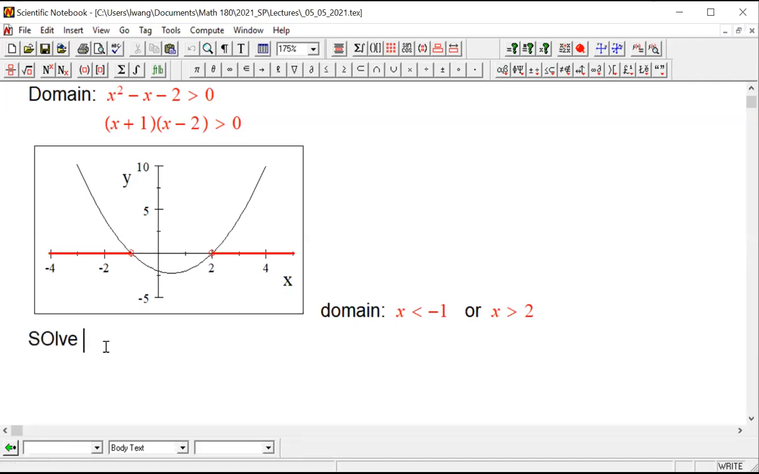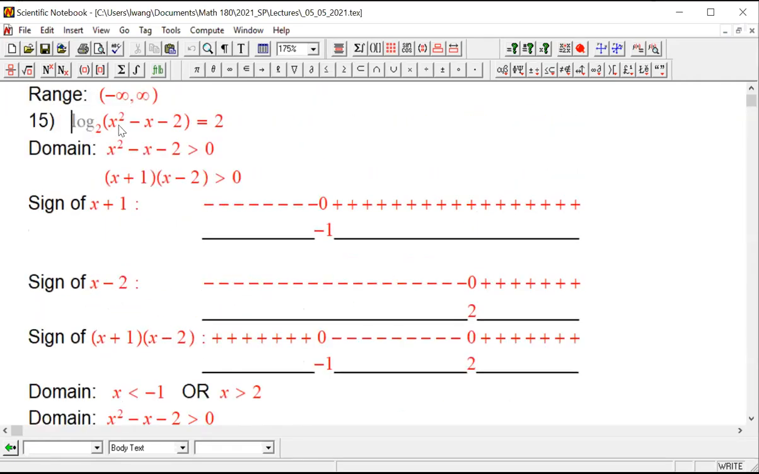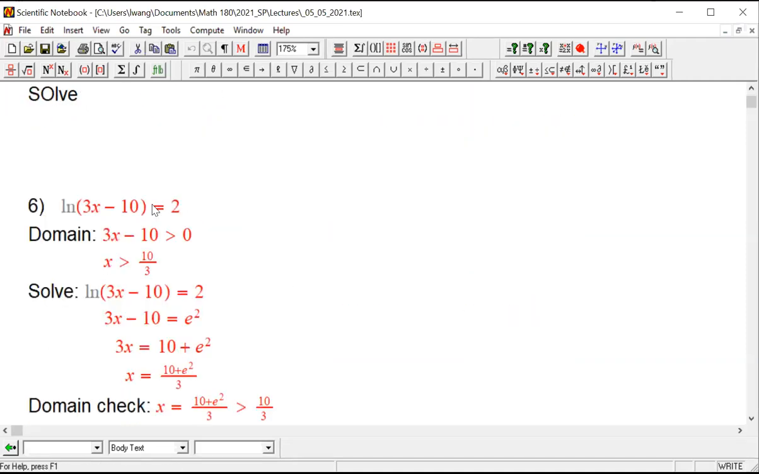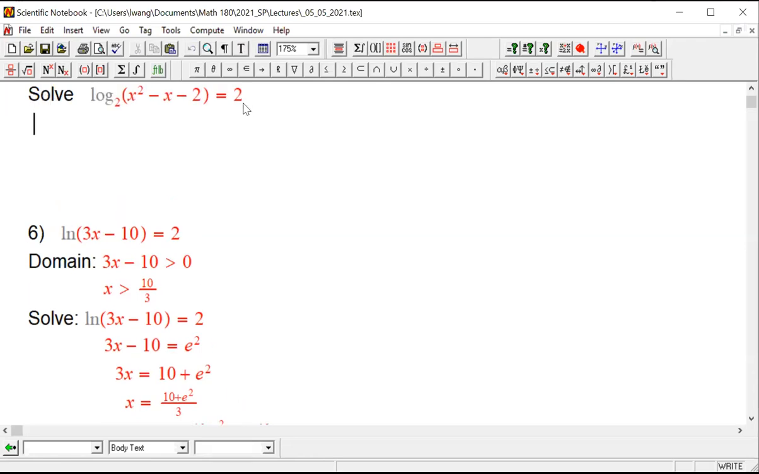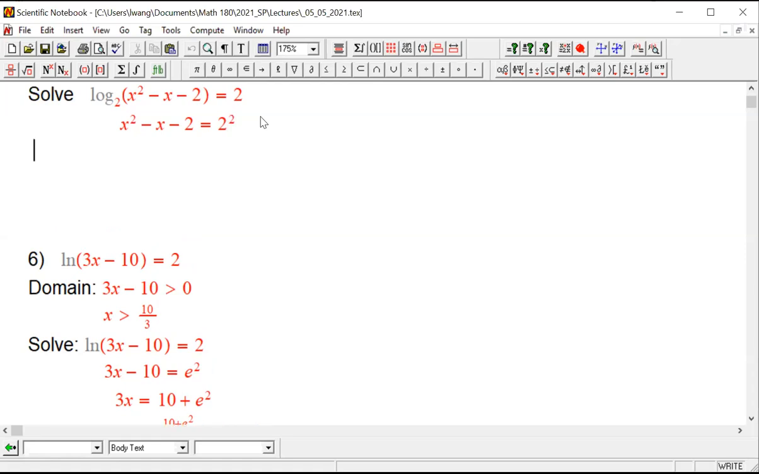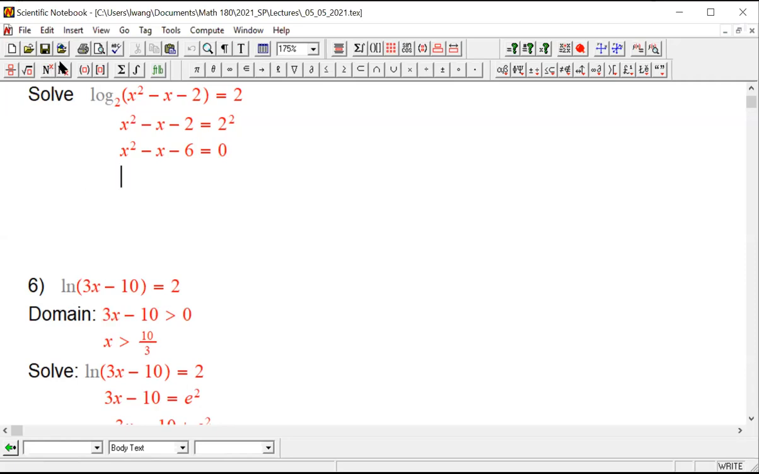The second part, solve. So what are we solving? This is an if statement, right? If this is true, okay? By definition, x squared minus x minus 2 equals 2 squared. And then this seems to be a quadratic equation. 2 squared is 4, subtract 4 on both sides, so we have 6. Factor.